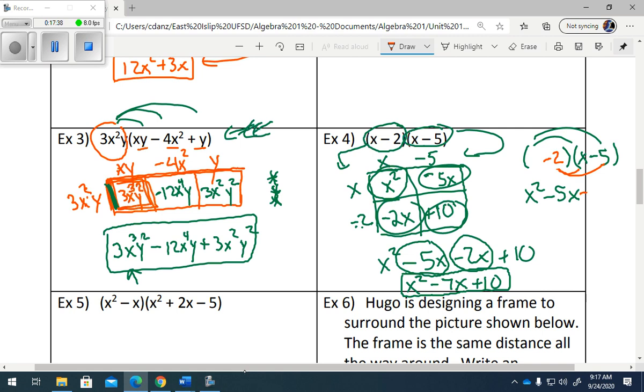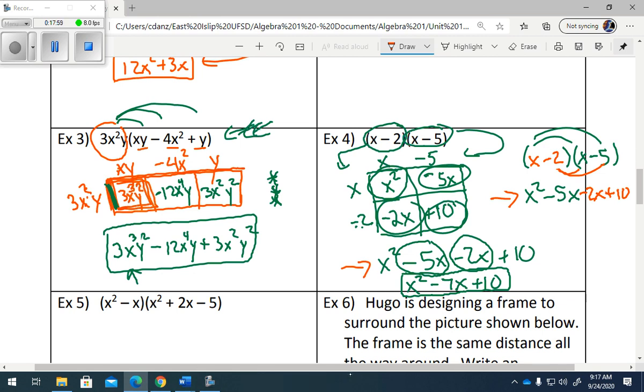-2 times x is -2x, and -2 times -5 is a +10. Remember, I was only pretending before, so I just need to put back what I erased. There really was an x here. But take a look at this step, and take a look at this step. Isn't it exactly the same?